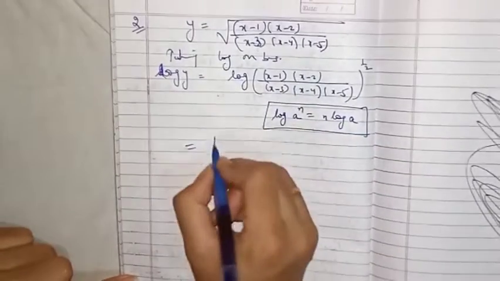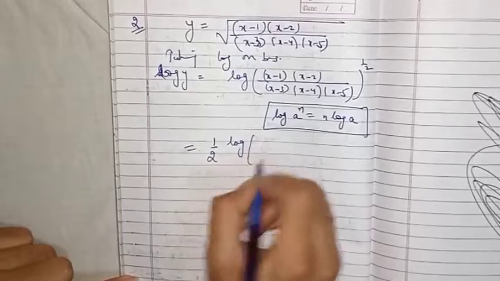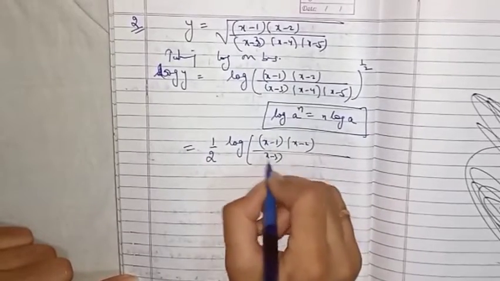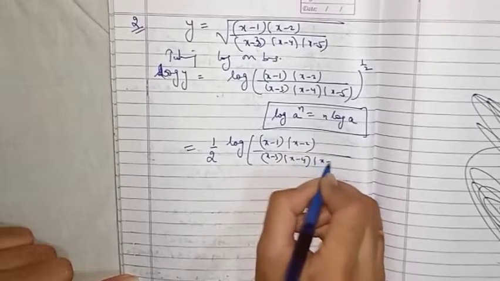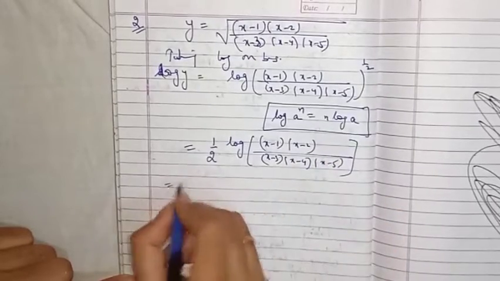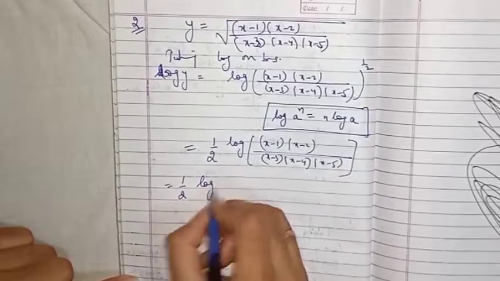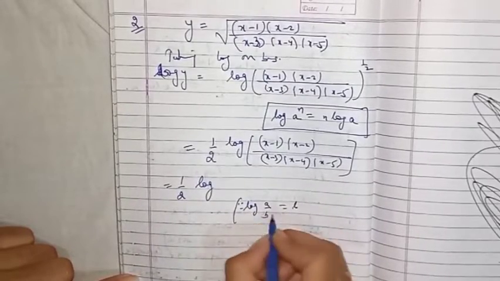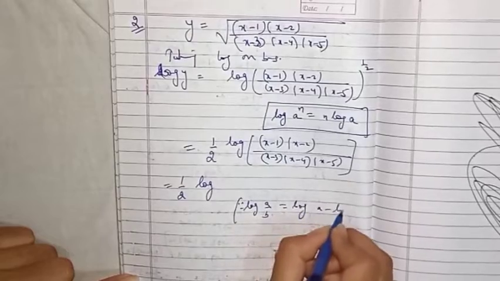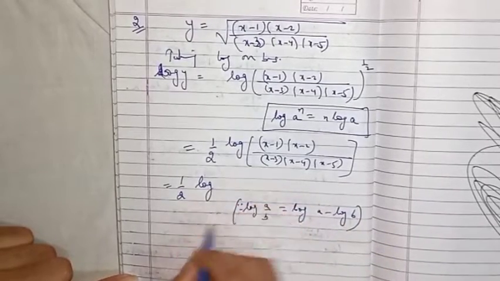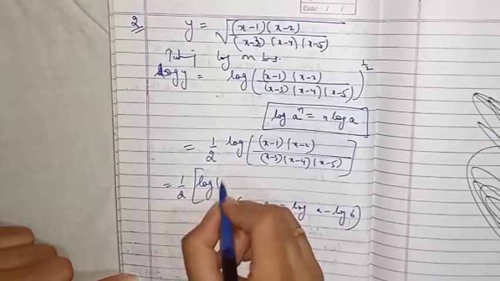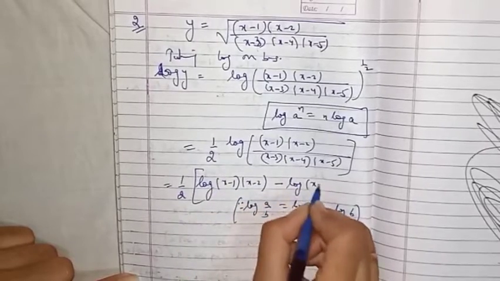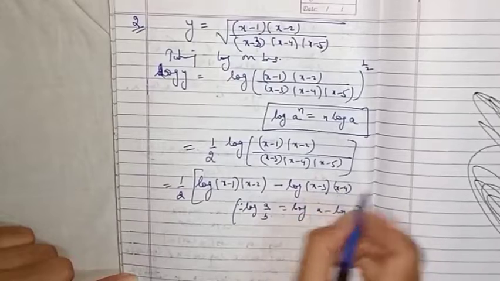So it will become 1 by 2 log of (x minus 1)(x minus 2) over (x minus 3)(x minus 4)(x minus 5). Right? That is 1 by 2 log of a over b. What is log of a over b? It is log a minus log b. So here I can write log a minus log b. Right?